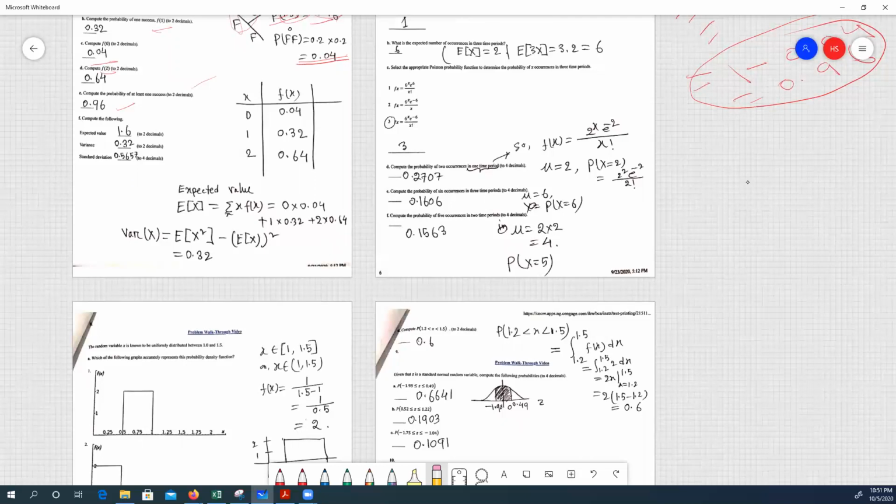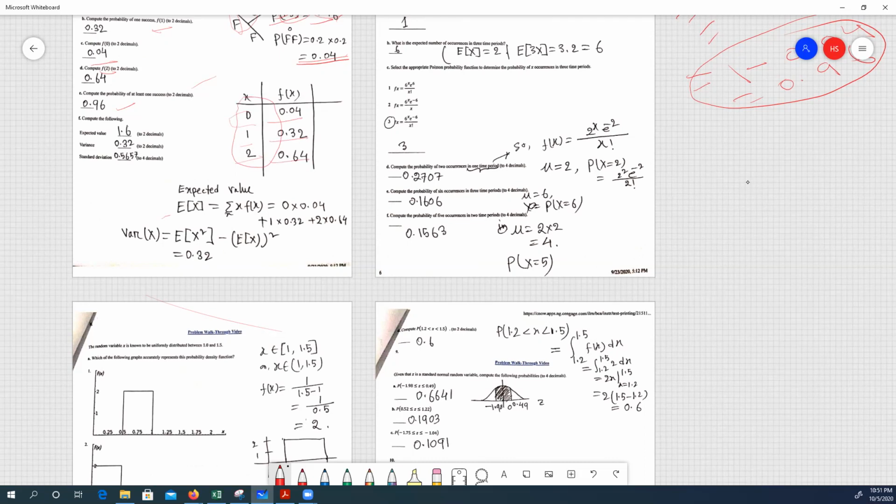Okay, so here we have to find the expected value of x. If x is the random variable and x denotes the number of successes, we have 0 successes, which means both are failures, and we also have 1 success, and 2 successes. The probability for 1 success is 0.32, for 0 successes is 0.04, and for 2 successes is 0.64. So we know the values of x, which are 0, 1, 2, and their corresponding probabilities.